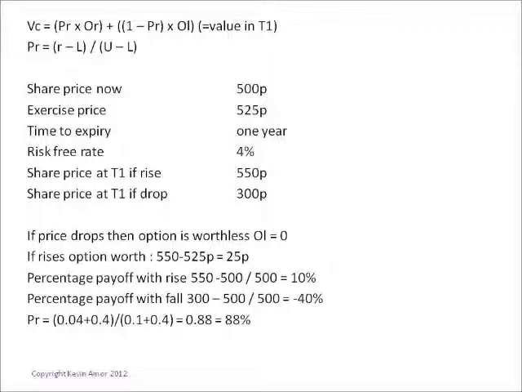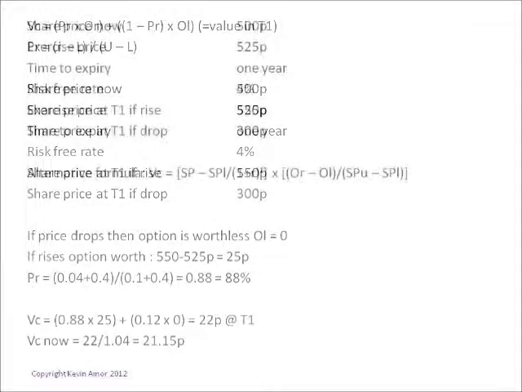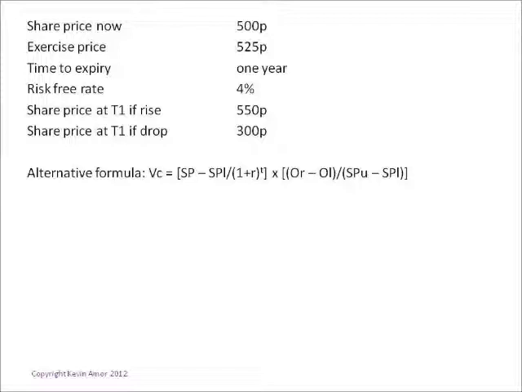Armed with that, we can now get the value of the option now. It's the 88% times the 25 pence, plus 12% times 0, 12 being 1 minus 0.88. So really it's just 25 times 0.88, which is 22 pence. That's what it's worth at the point when you can exercise, in 1 year. So we discount to today, so it's 22 divided by 1.04, because the risk-free rate is 4%, which is 21.15.